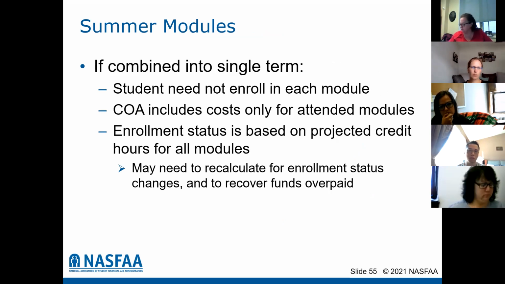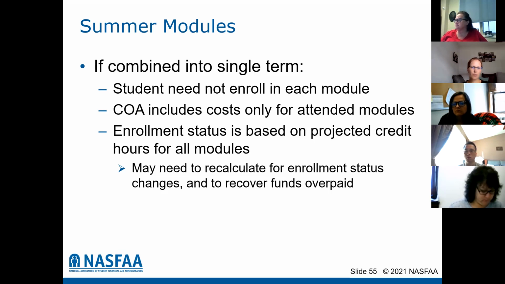Summer modules. If you combine into a single term, which I know a lot of schools are doing now, especially for their summer terms, students need not enroll in each module, but certain ones, maybe the first. If they offer 3 modules, a start, a middle, and an end, you want to build your cost of attendance including costs only for the attended modules. You don't want to give these summer students a standardized cost of attendance, because their books could be different. All those different aspects could definitely be a big change.